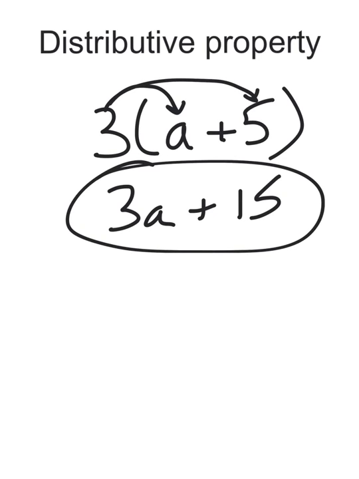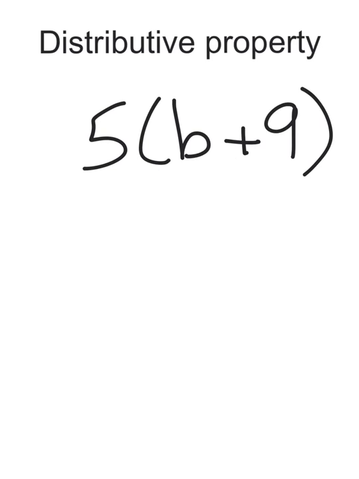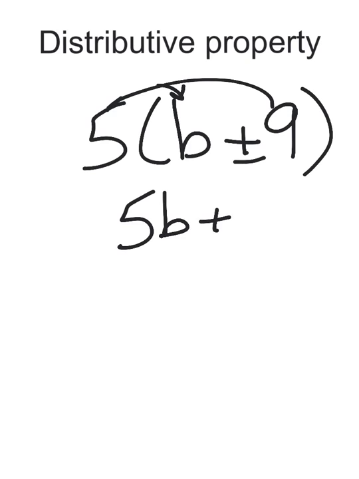You might say, well, why would it be 3A plus 15? That doesn't give me an answer. It will later. This is just a step that we're going to use to be able to solve some equations later on. So for this problem, this is just 5b, multiplication, 5 times b, plus, that stays the same, 5 times 9. So this is 5b plus 45.